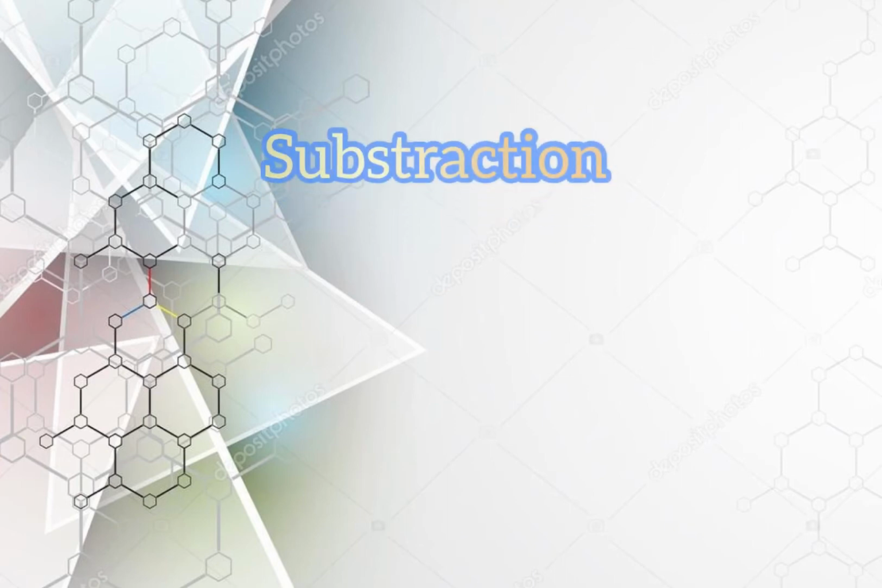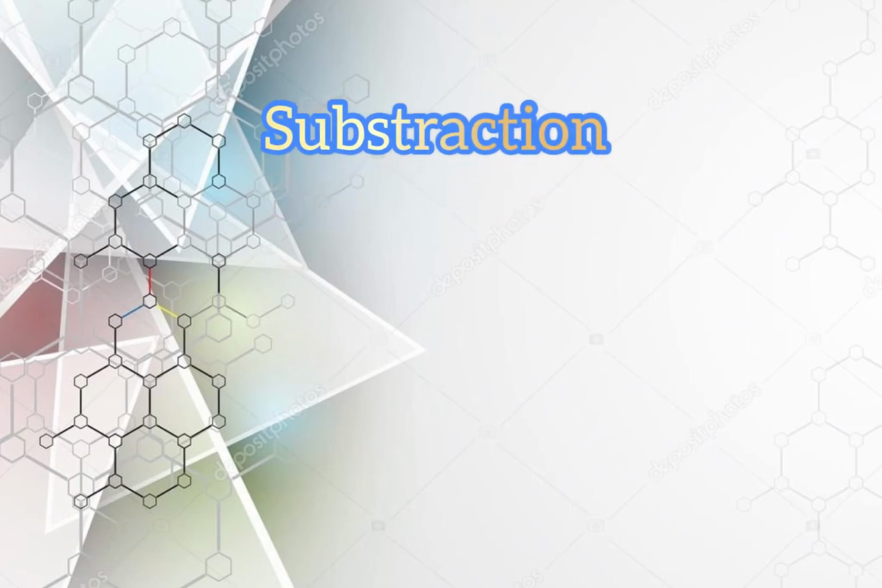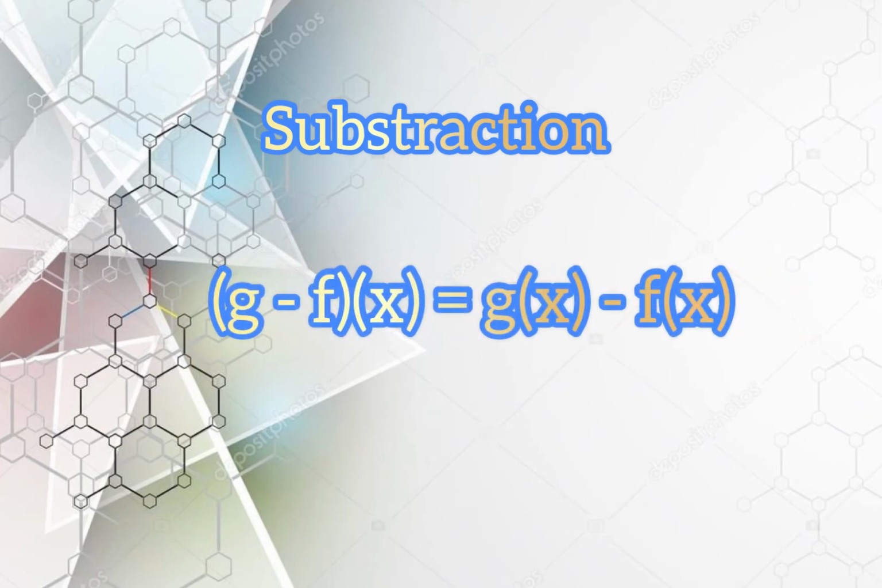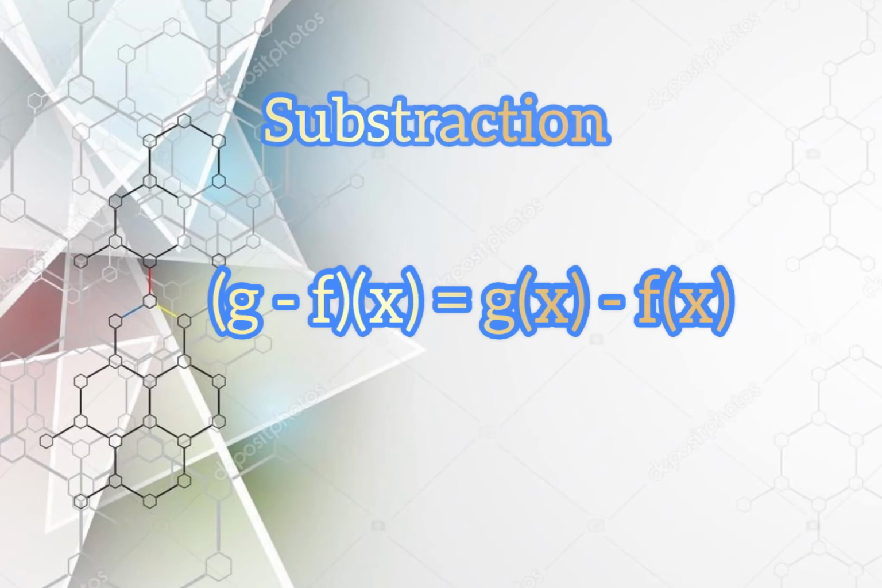The second category is the subtraction, and the formula that we use to represent it is parenthesis g minus f parenthesis of x is equal to g of x minus f of x. Here we are finding g minus f and not f minus g. It is the same thing but in a different way.